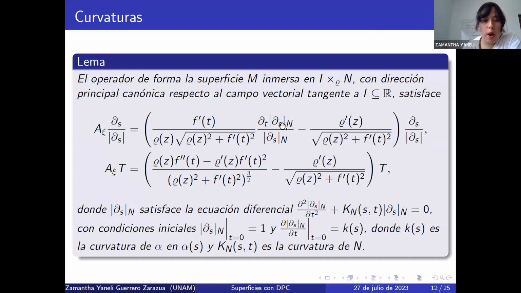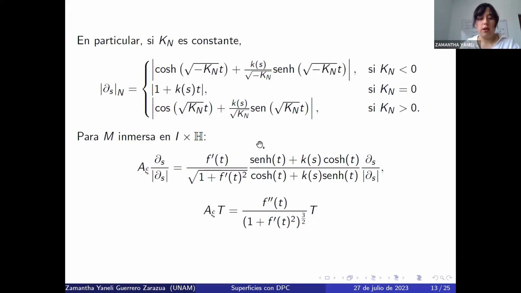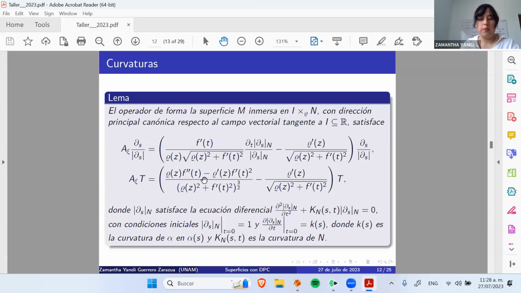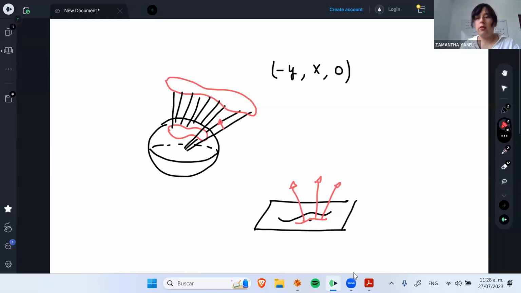This makes a lot of sense. Why? We have that the principal curvature in the direction t, the tangent of the vertical direction, coincides precisely with the curvature of just the curve. So let's go back here to our board.